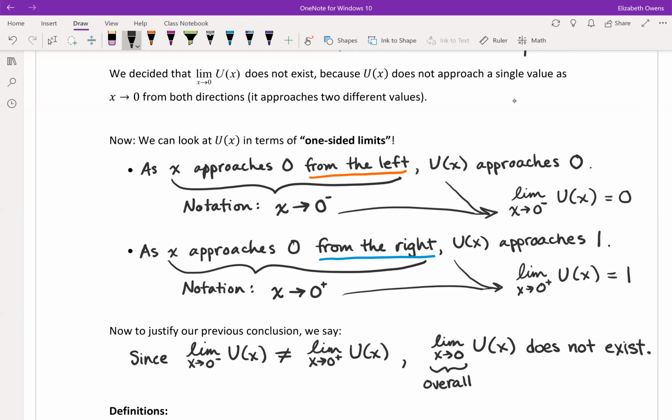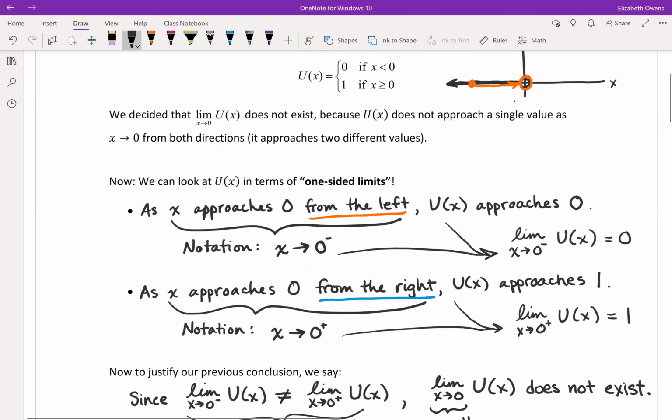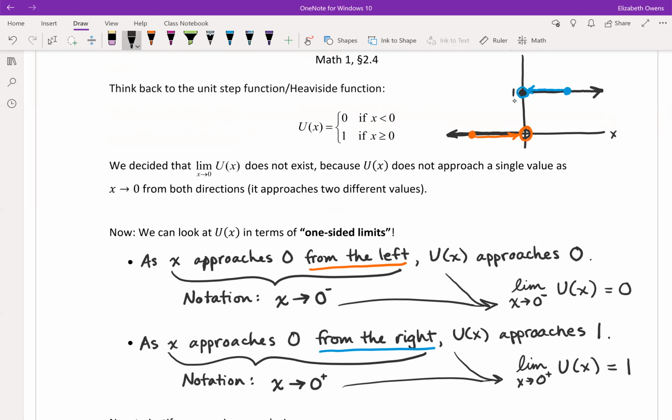Okay, so that's the justification. This is the mathematical way of saying we were approaching two different values from the two different sides. And so we use that to justify the non-existence of this limit. But the individual one-sided limits we can see actually do exist. There's 0 and 1. It's just the overall limit that didn't exist.